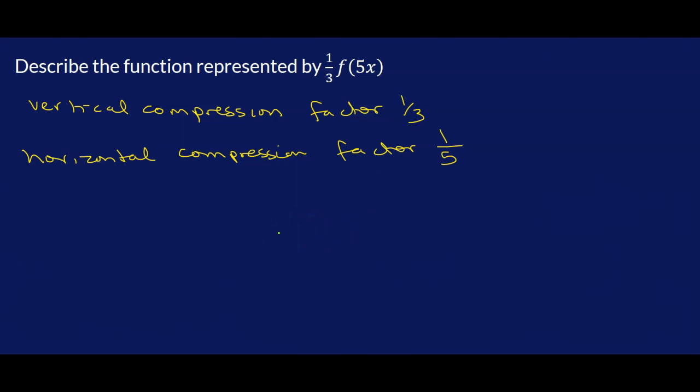Dilation means we're stretching or we're compressing. And when we stretch on the vertical axis, we have a whole number. When we compress on the vertical axis, we have a fraction. The reverse is true for the horizontal axis. When we compress on the horizontal axis, we have a whole number. When we stretch on the horizontal axis, we have a fraction.